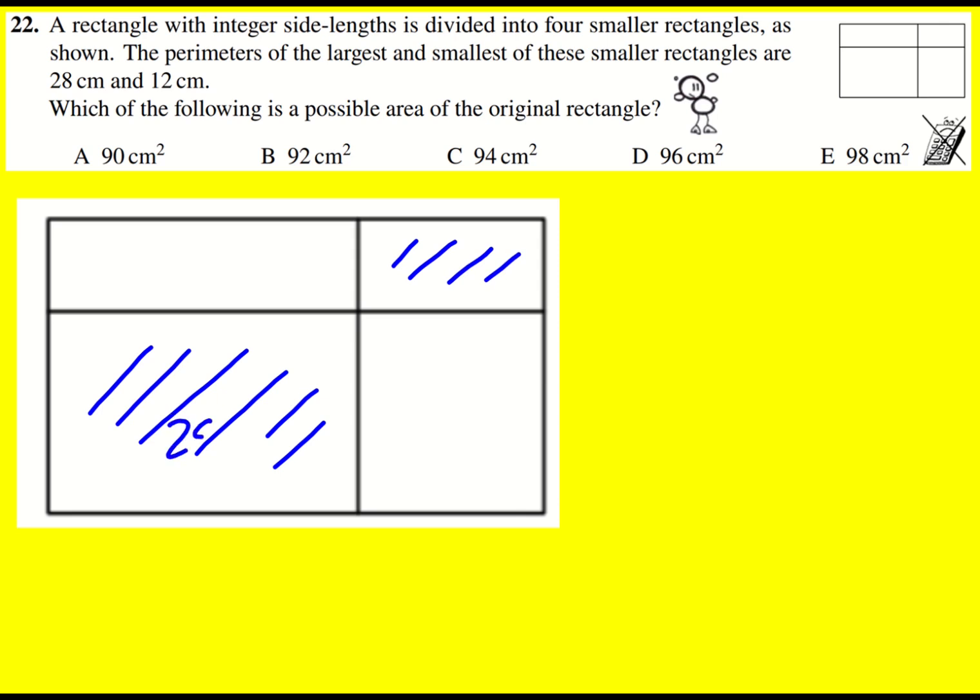I'm just going to put 28 in here. It's not an area, I mean the perimeter, and 12. And then I'm going to label it A, B, C, and D.